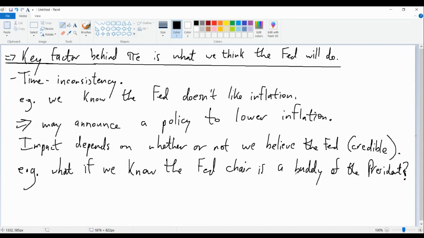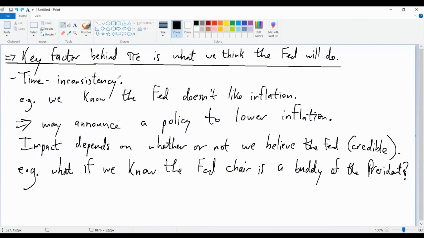So the Fed might be under pressure not to go through with this policy of lower inflation, especially when elections are coming up. And especially if the Fed chair is an ally of the president. And in that case, we, the people, would not believe this announcement.